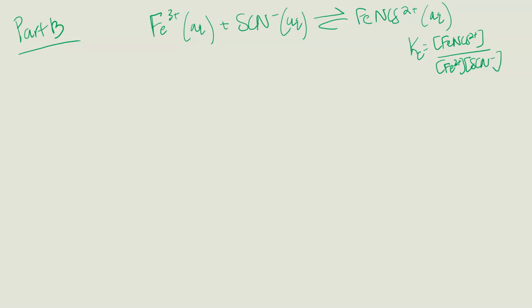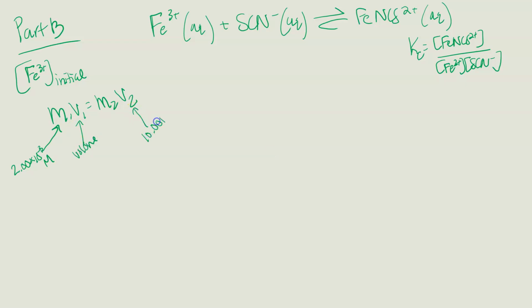The initial iron, now I know all of a sudden the nitrates are gone. Again, the nitrate is a spectator ion. It's not important. So when we're solving for the Fe3 plus initial, we're just doing another dilution equation. You were told M1, I think it's 2.00 times 10 to the minus 3 molarity. You were told V1, that's the volume that you pipetted. V2 is the total volume, which is 10.00 milliliters. So you're just solving for M2. Then you're going to repeat that procedure for thiocyanate, just using the thiocyanate numbers.